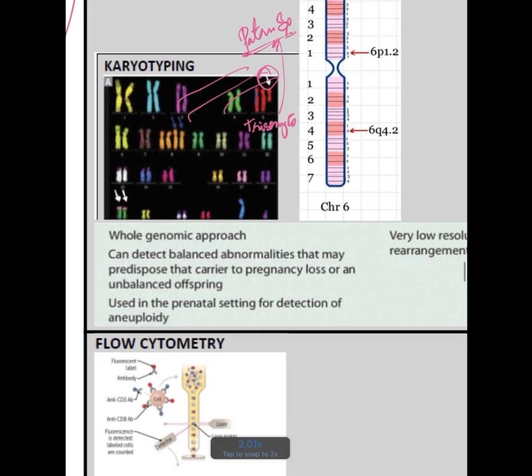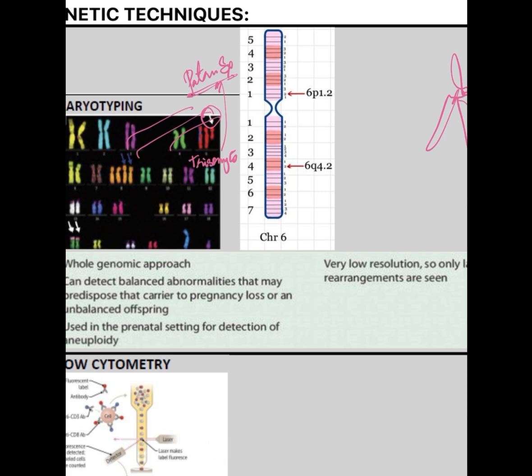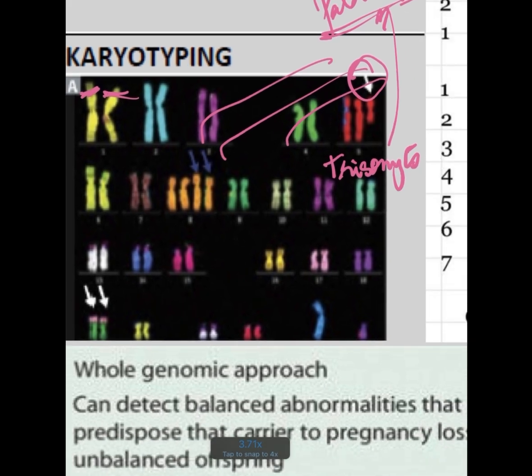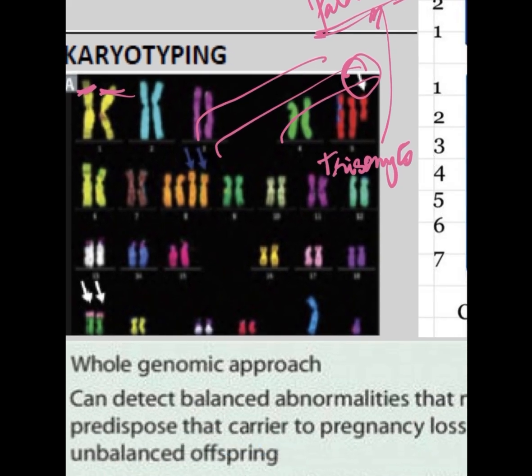So what is happening in karyotyping is basically, you can't properly make out unless there is a large, big defect. You can't properly make out if there is a missing short arm or something.